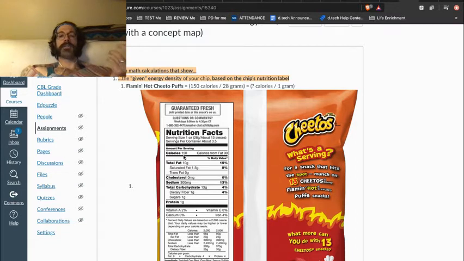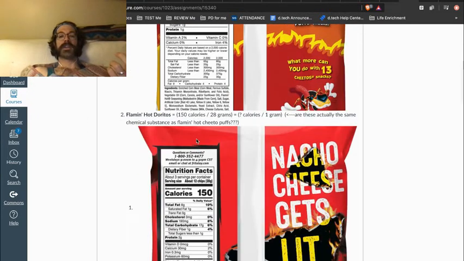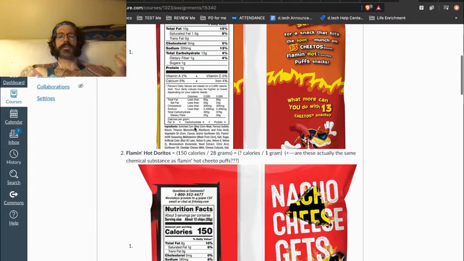So we have 150 calories, these food calories, per 28 grams. Actually, it's the same for Flamin' Hot Doritos: 150 food calories for every 28 grams. It makes you wonder, are these actually the same chemical substance? Flamin' Hot Doritos and Flamin' Hot Cheeto Puffs?